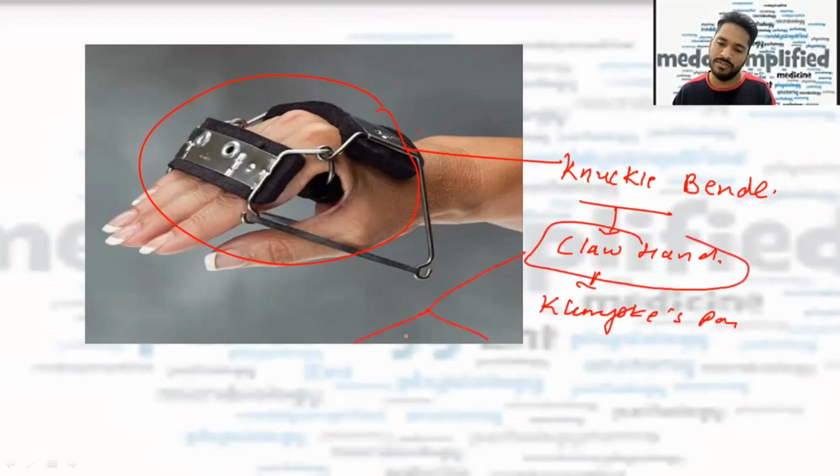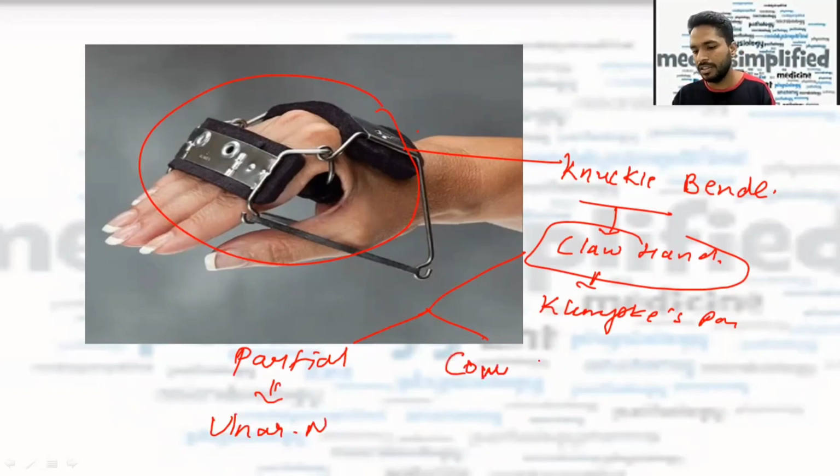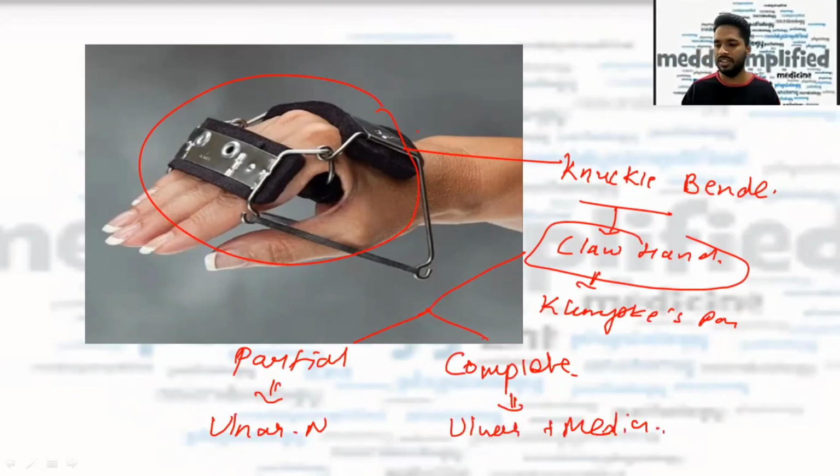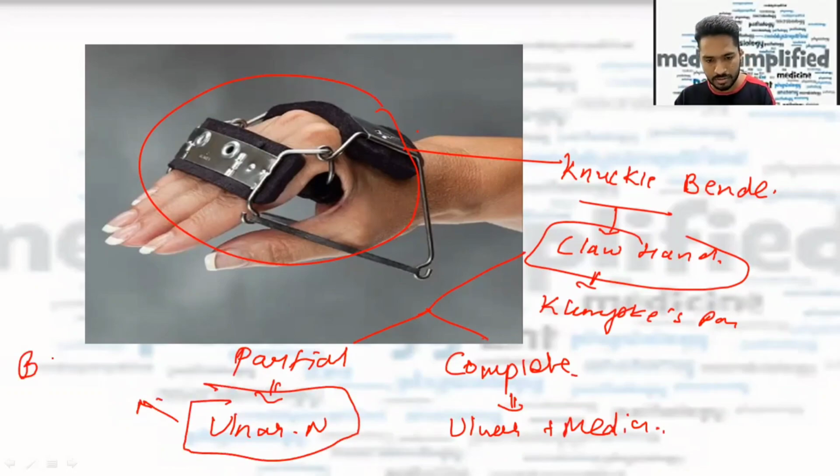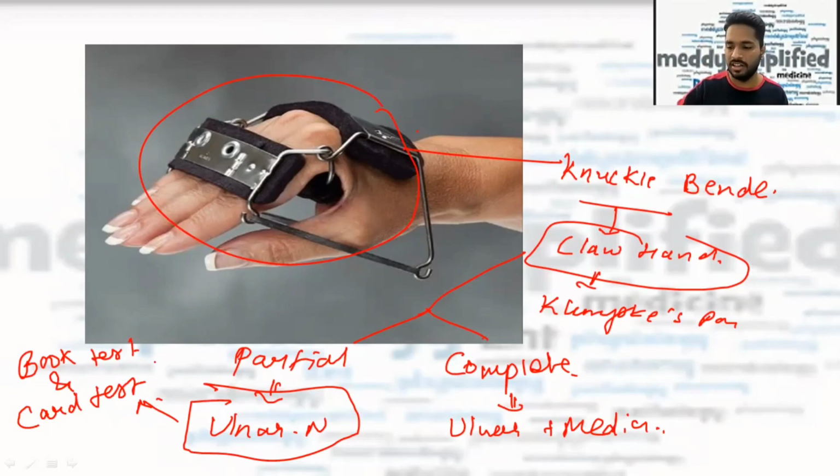Two types of claw hand we learned. One is partial, which is due to only ulnar nerve damage, and the complete one occurs due to ulnar plus median nerve damage, right? And for ulnar nerve damage, one more small thing: the book test and card test. Both are usually done to check for ulnar nerve paralysis.